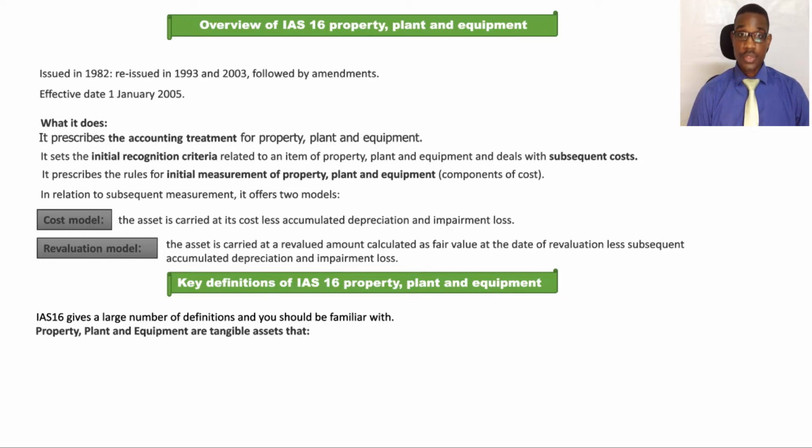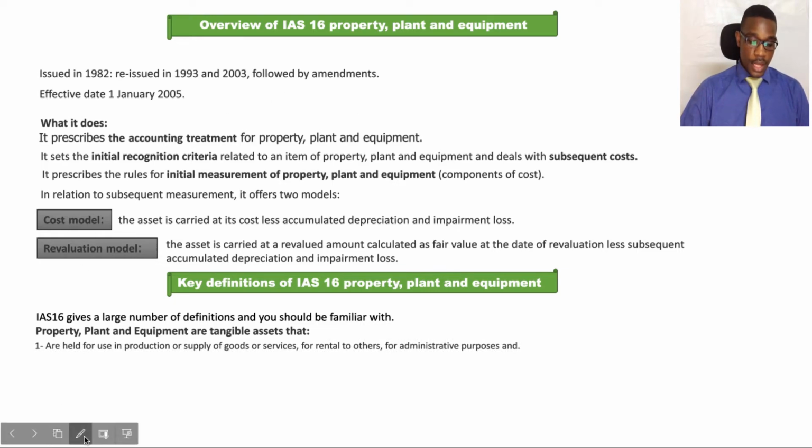We can touch them and we can move them. So here, this standard is designed specifically for these tangible assets. IAS gives definitions for the property, plant, and equipment item. They are tangible assets that are held for the production or supply of goods or service, or rental to others, or for the administrative purpose.